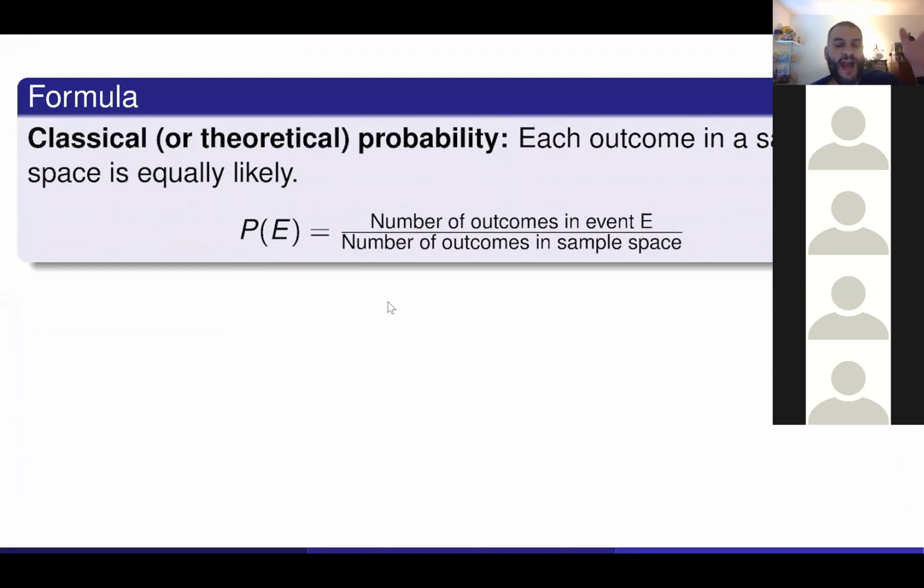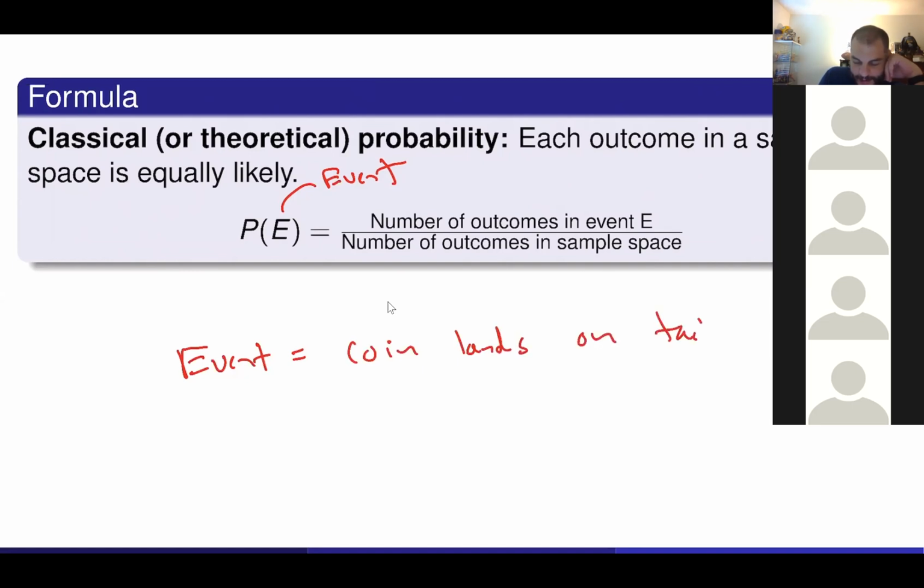Up next, we're going to go over how to find these probabilities. If you look at the probability, E represents your event. Let's do an easy one. Let's say my event is the coin lands on tail. So I just want the coin to land on tail. We're going to say probability of E is equal to, let's look at the top portion. It says number of outcomes in event E. So how many different ways can a coin land on tail if I'm flipping the coin once?